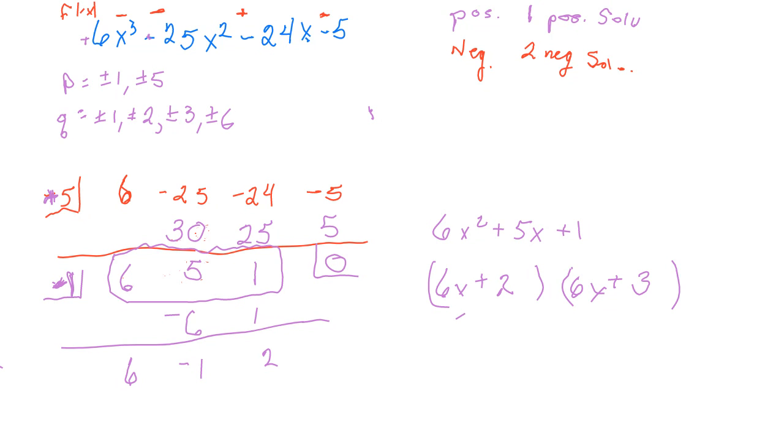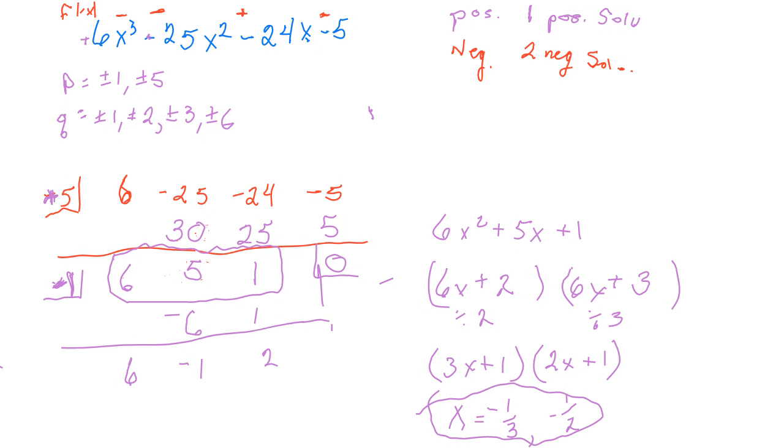Okay, I can divide a 2 out of that and a 3 out of that. And that gives me the 6 that I have to divide out. And this gives me 3x plus 1. And this gives me 2x plus 1. If I set both of those equal to 0, I get x equals -1/3 and x equals -1/2. So those are my two negative solutions. And my positive solution, I should have written it right inside, but I didn't, was 5.